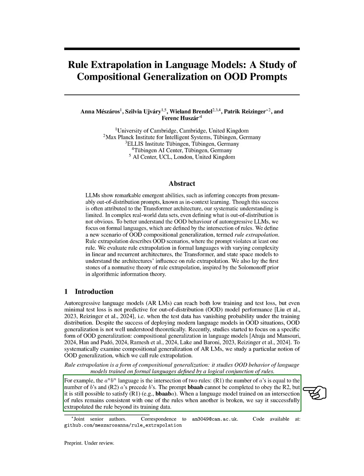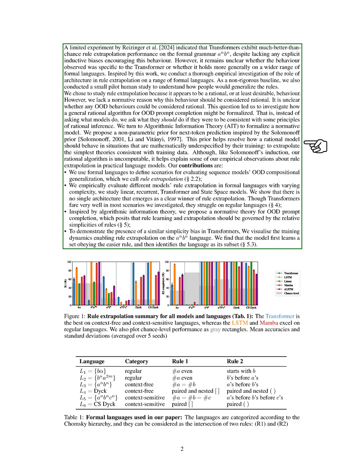When a language model maintains consistency with one rule while another is violated, we consider it to have successfully extrapolated that rule beyond its training data. Previous limited experiments indicated that transformers perform better than chance in rule extrapolation for this formal grammar, even without explicit biases to encourage such behavior. However, it is still uncertain if this behavior is unique to transformers or applicable to other formal languages.